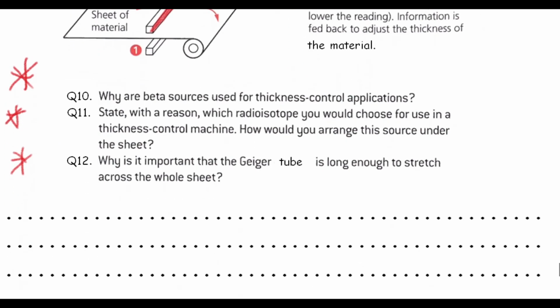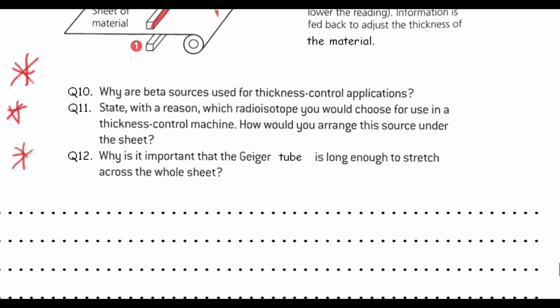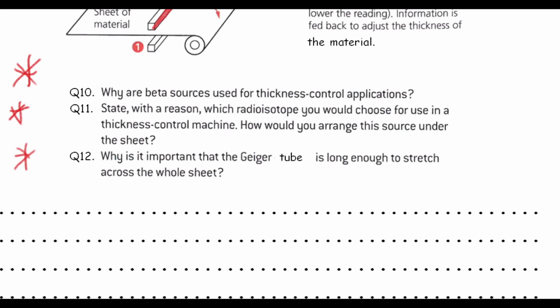So, question 10. Why are beta sources used for thickness control applications? I mentioned earlier, because the amount of beta that penetrates the material is affected by the thickness of the material. Question 11. So you mark yours in relation to those answers. State with a reason which radioisotope you would choose for use in a thickness control machine.